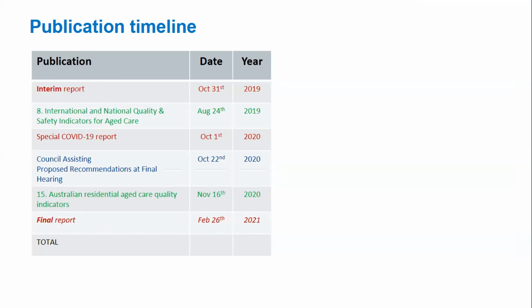There have been 2 reports to date, the interim report and also a special COVID-19 report. The final report is now due next year. It was due in November, but it's been extended to February of next year. In addition to the 2 research papers I've already highlighted, I just want to speak to the Council assisting proposed recommendations that were outlined at the final hearing in October.